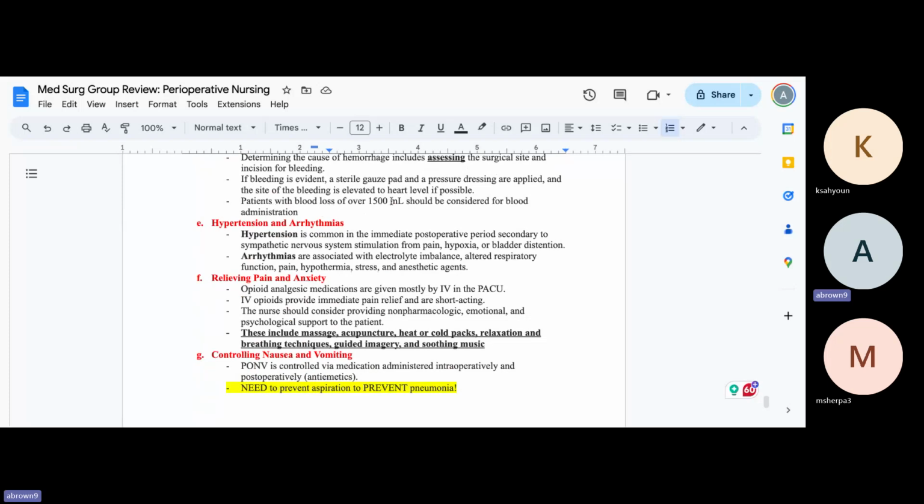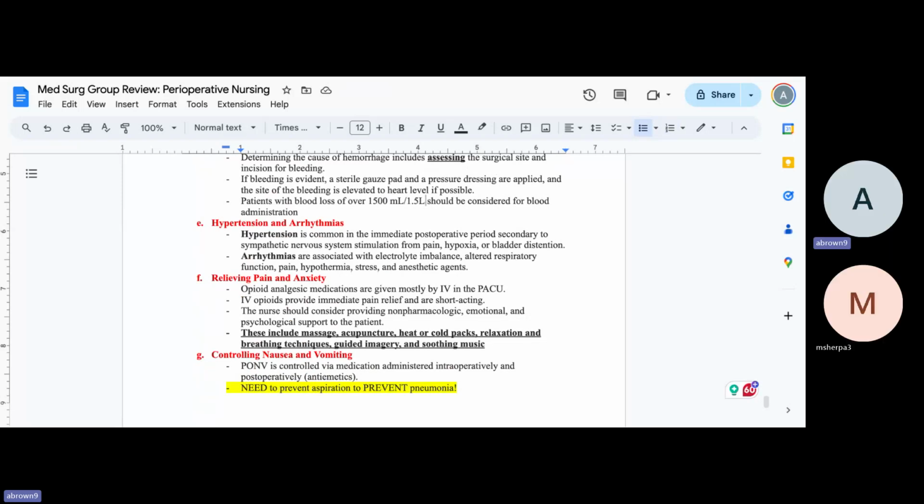Patients with a blood loss over 1,500 milliliters should be considered for blood administration. And right here, that's 1.5 liters. So normally, the amount a normal person would have is 5 liters. So if they're bleeding an excessive amount, like 1.5 liters, you would be concerned.